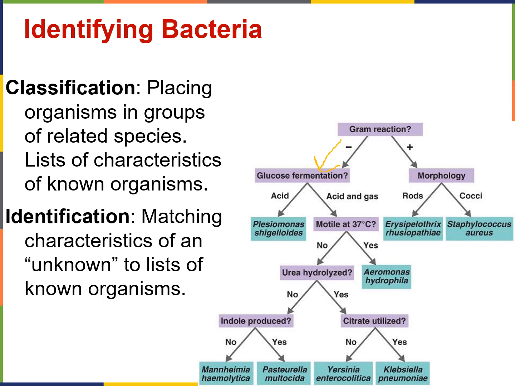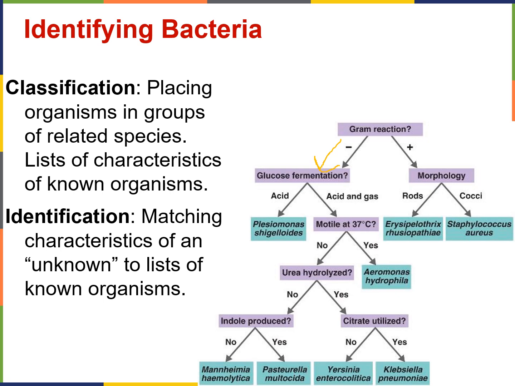So is acid present, or is acid and gas present? And if you say that acid and gas is present, and you would know that gas is present by the presence of a gas bubble in the Durham tube, you would go down to motility. Is that bacteria motile? Well, you could potentially stab it into a deep at 37 degrees Celsius and see if it moves away from the initial inoculating line. Well, if it is motile, then you can say, hey, it's Aeromonas hydrophila. Or if it's not motile, then you have to continue the flow chart on the left-hand side.